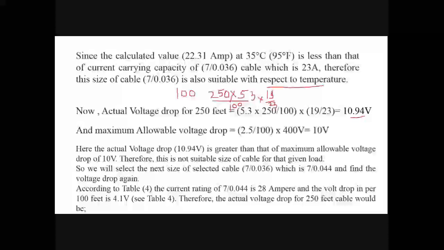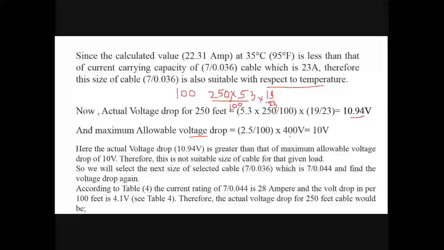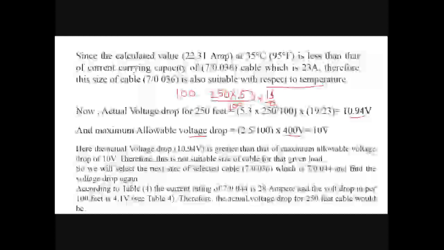After this, the maximum allowable voltage drop. So the maximum allowable voltage drop we are going to correspond with our supply voltage 400 volt, that is 2.5%.